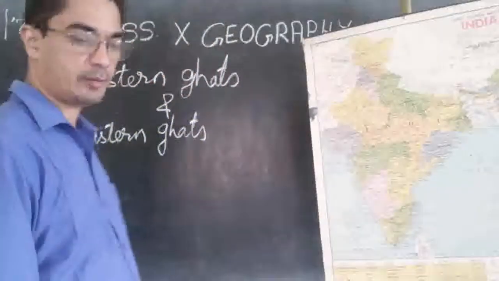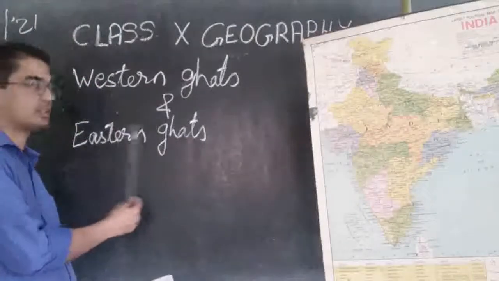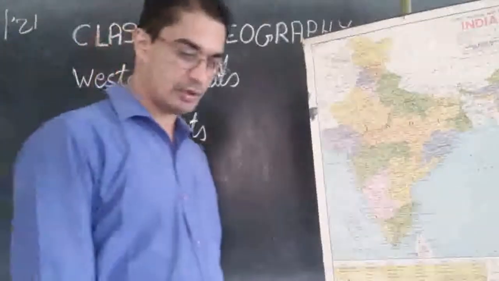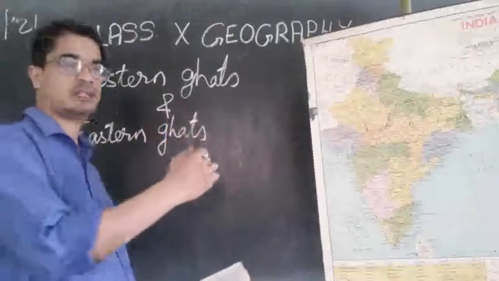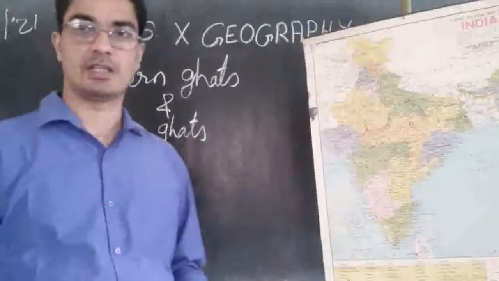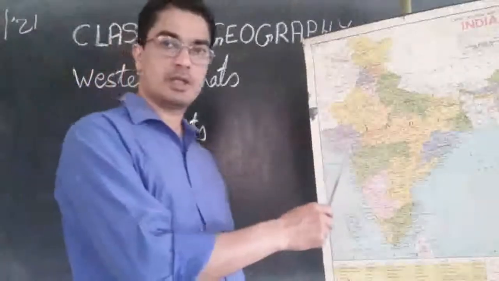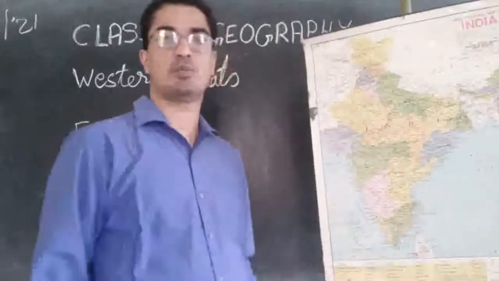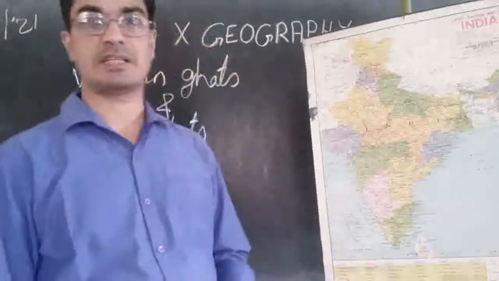Today we shall see about Western Ghats and Eastern Ghats. Ghats means mountain. So Western Ghats means the mountain that is on the western side of India, and Eastern Ghats means the mountain that is on the eastern side. So we have mountains on both the western side and the eastern side. That is called Western Ghats and Eastern Ghats.